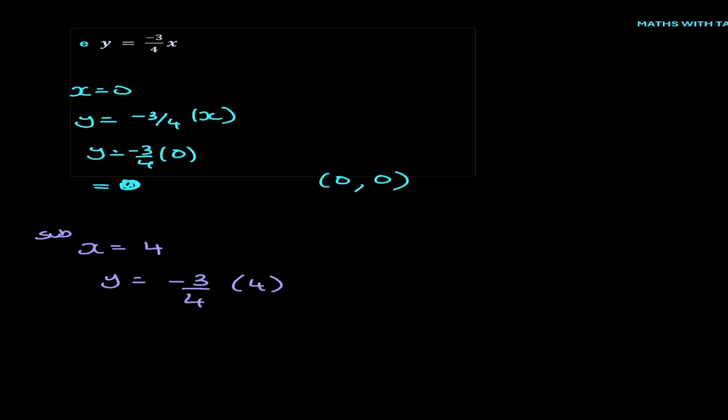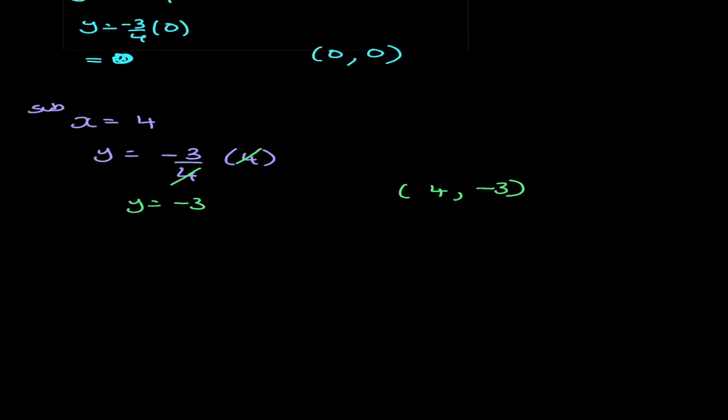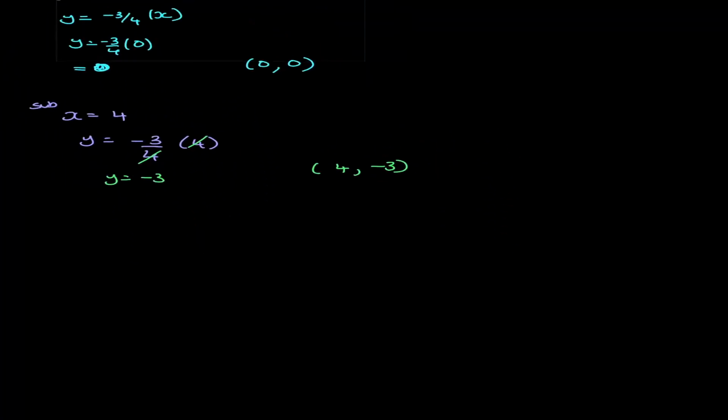And when you do maths, you love this cancelling. It makes everything so easy. So we get y equals -3. So in coordinate form, when x is 4, y is -3. Perfect. Just 2 points to draw our graph. So let me draw my Cartesian plane, x, y. Let's draw in my arrows.